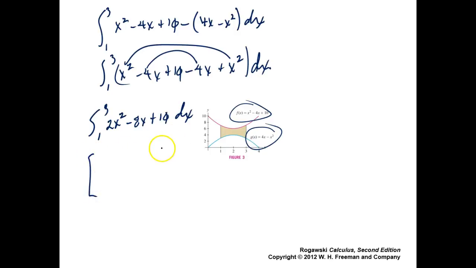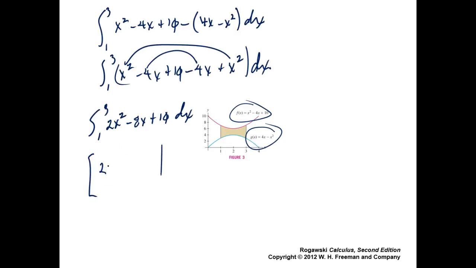Can you do that integration? Antiderivative of 2x squared. Say again? Antiderivative. You're integrating. That's antiderivative, right? Okay. All right. Well, let's just write down the 2.